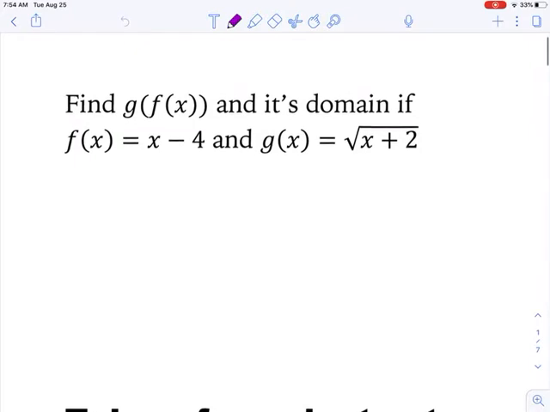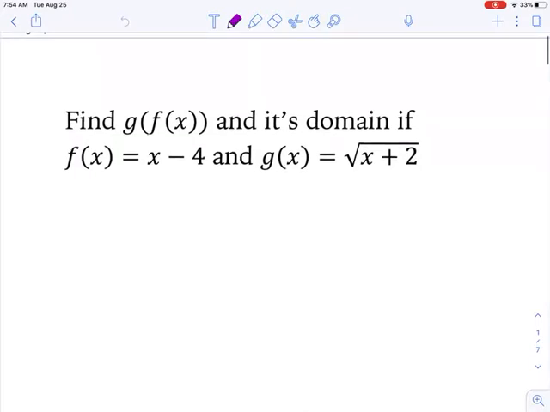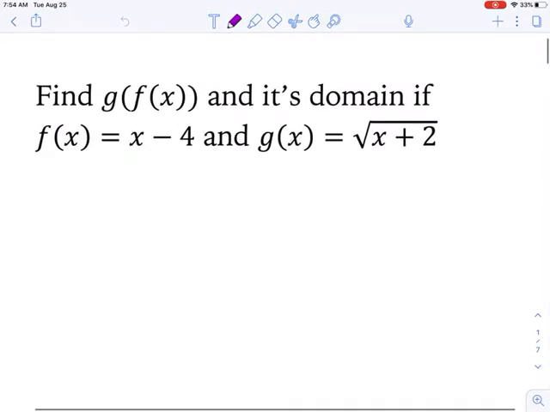Good morning, pre-calculus students. We're going to go ahead and get started with a problem of the day. If you want to go ahead and write this down and take a couple minutes and see what you can come up with. Please note you're finding G composed with F.